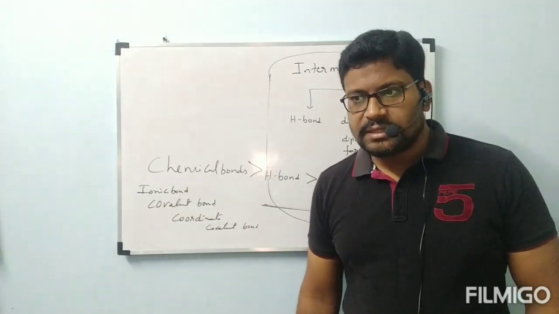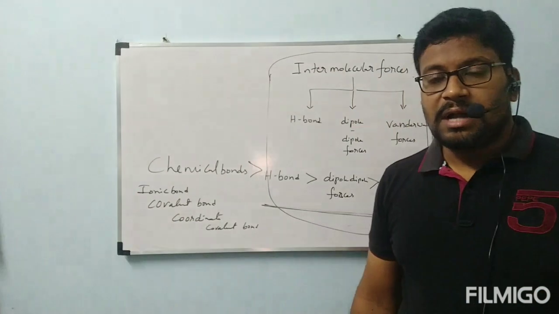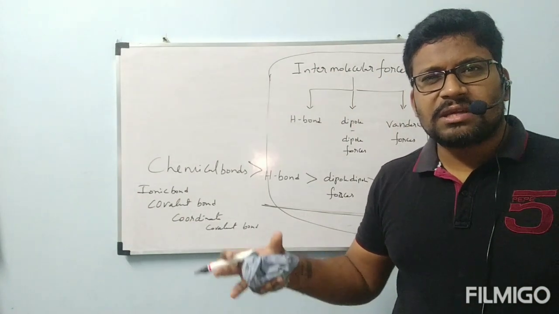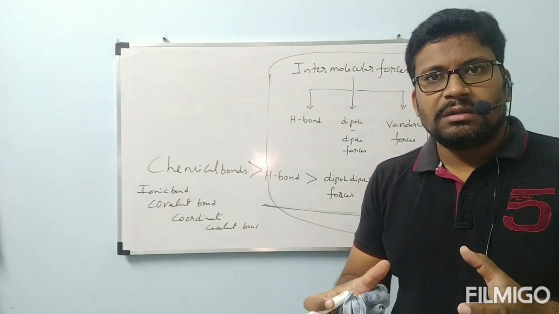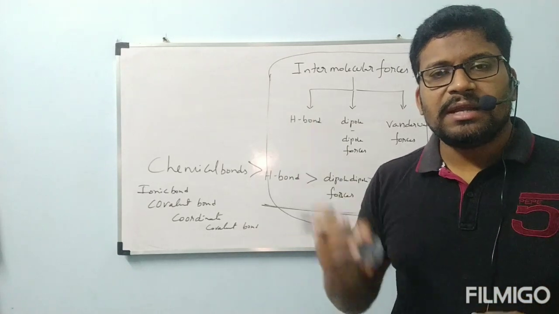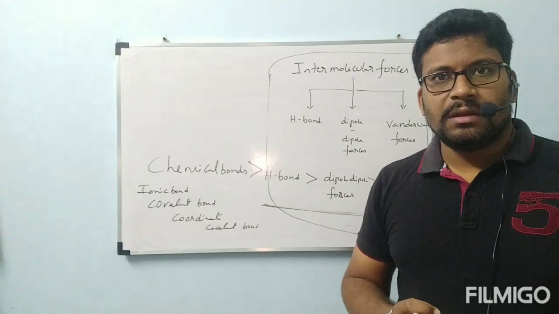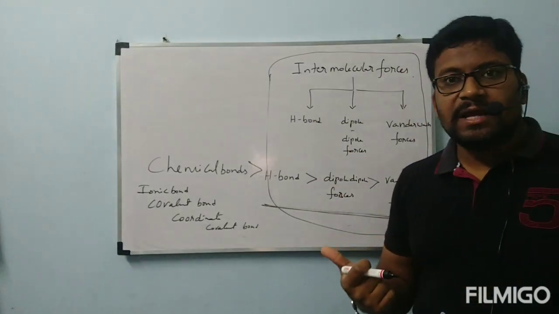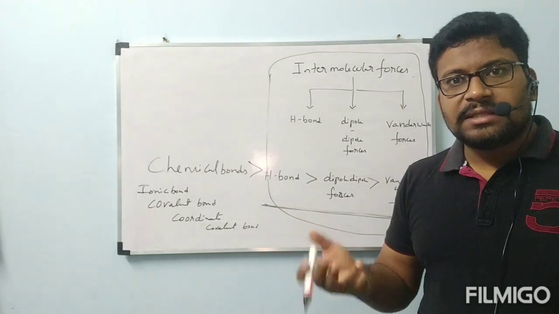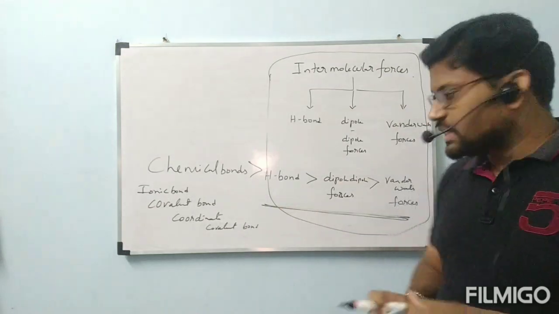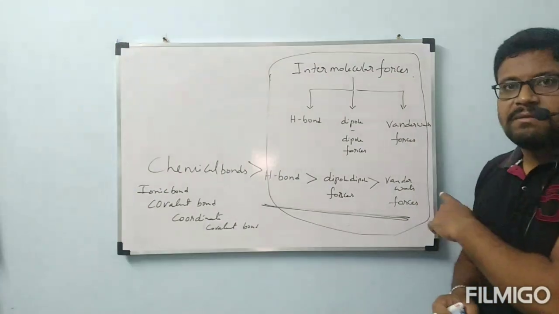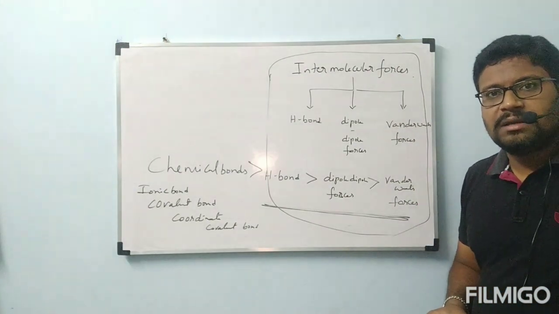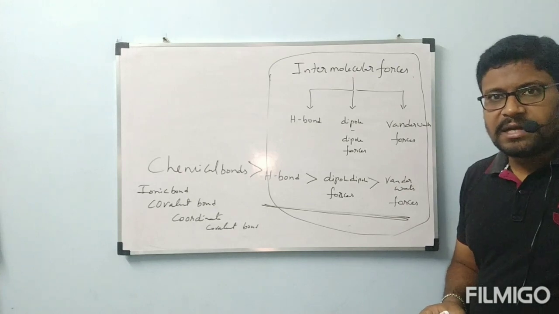Intermolecular forces will decide the state of the substance, and also the melting and boiling points. When the intermolecular forces are very strong, the substance has high melting and boiling points. Now coming to van der Waals forces, which are the weakest forces. When we get to that concept, I will explain the van der Waals forces.